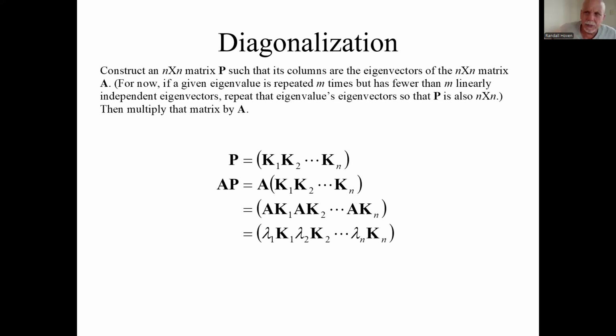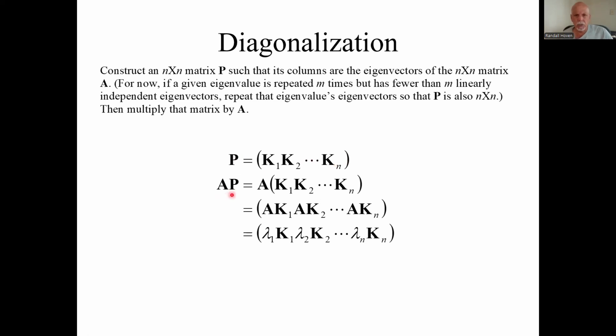Let's construct a matrix P so that its columns are just the eigenvectors of some other matrix A. And we want P to have as many columns as A has. So if you have some repeated eigenvalues and you don't get a full set of eigenvectors, we'll just repeat some of them so that P has n columns, meaning the same number of columns as A. So that's what P is.